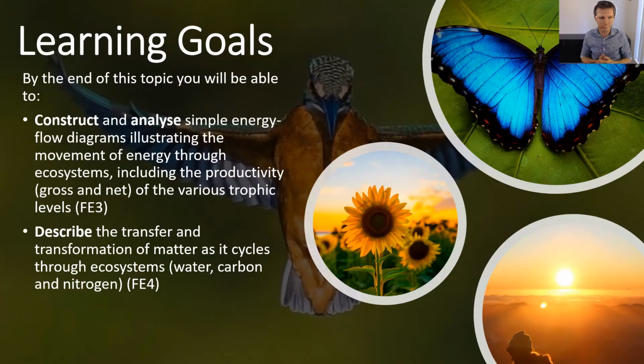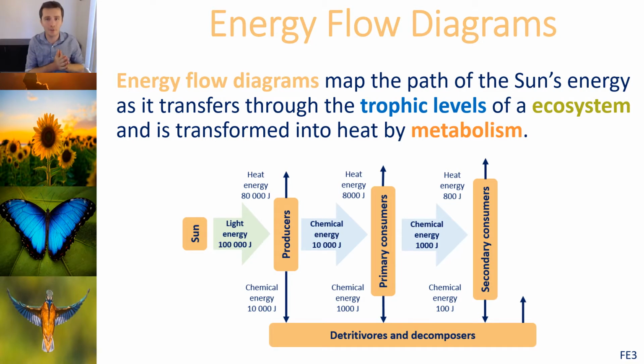The learning goals for today's lesson. The first one is to construct and analyze simple energy flow diagrams illustrating the movement of energy through ecosystems, including the productivity, gross and net, of the various trophic levels. And then, changing gears a little bit, we're going to describe the transfer and transformation of matter as it cycles through ecosystems. So we're going to look at 3 cycles: water, carbon, and nitrogen. Let's get into this. Alright, so energy flow diagrams.